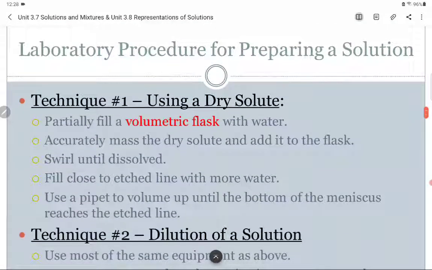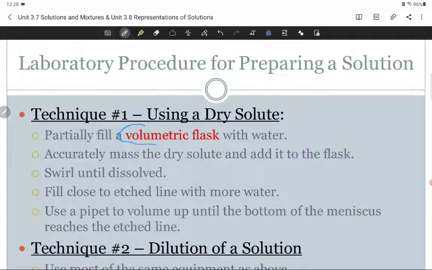So if you're trying to make a solution, you have a couple different options depending on what the materials are. Lots of times you're going to use grams because you're going to have a dry solid, and you're going to have to dump that in water. So that would be this technique number 1. And to know the specific volume of solution that you're making, we have to use a piece of equipment called a volumetric flask.